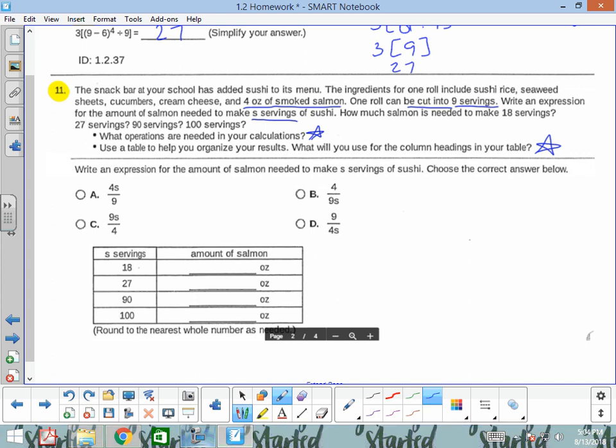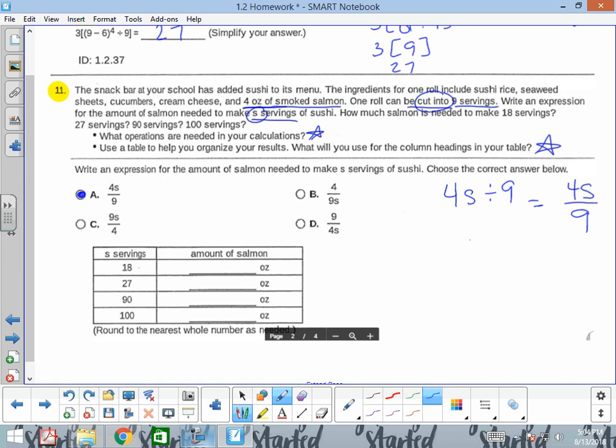We are going to take 4 ounces of smoked salmon for each serving. So that's 4 times the number of servings. We're cutting it. That means we're dividing it into 9 servings. So that's going to look like this as a fraction. 4 times the number of servings divided by 9. Number of servings of sushi. So that will be choice A.